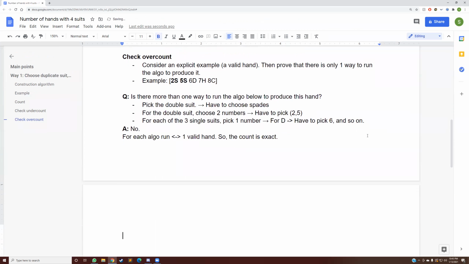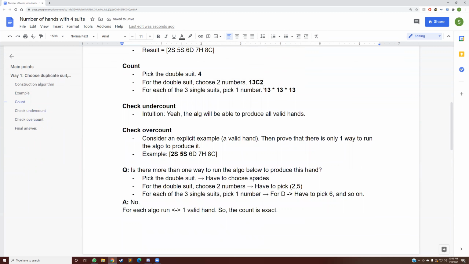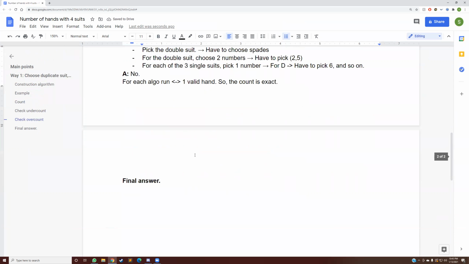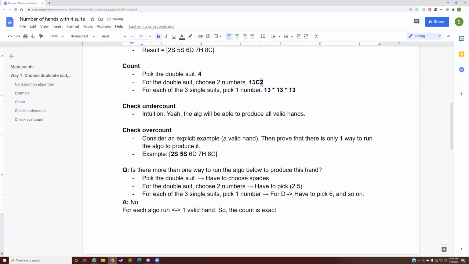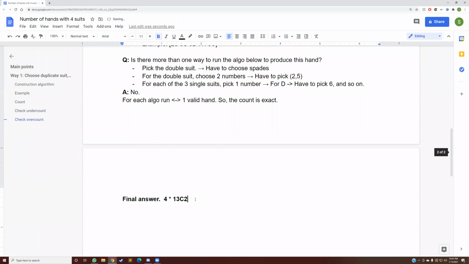Okay. Now this is the happy case, right? When we get the answer right on the first try. So the final answer in this case is 4 times 13 choose 2 times 13 to the cube. And if you run this, you will get 685464.